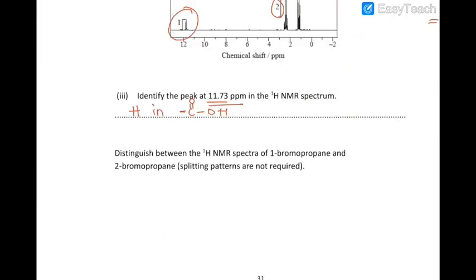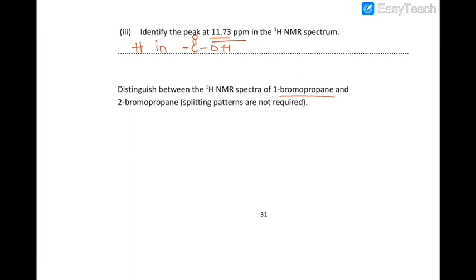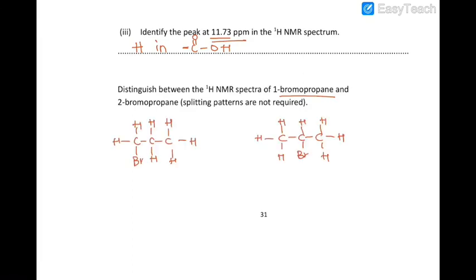Here, distinguish between the spectrum of 1-bromopropane and 2-bromopropane. So first you draw the molecules. Let's try to spot the different environments. I have these 2 hydrogens that are equivalent, in the same environment. Then these 2. And then you have the CH3. So here CH3 is bonded to a CH2, which is bonded to a CH2Br. Here you have CH2 bonded to a CH3 and a CH2Br. So these are different. Let's look at this one.